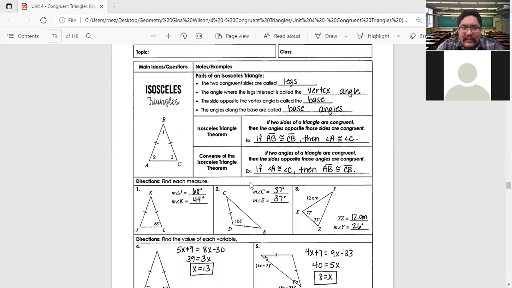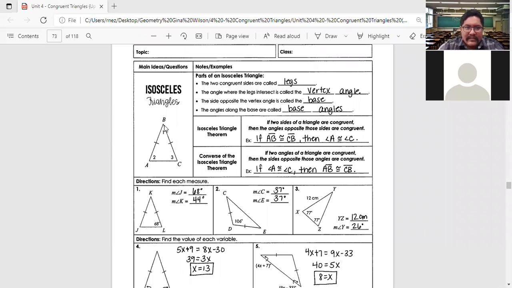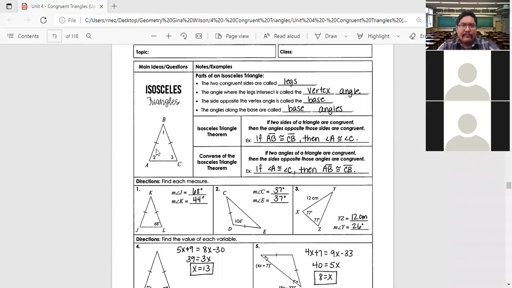All right, so next thing we gotta cover, and this is part 3, is isosceles triangles. Remember that isosceles triangles are the triangles that have two sides that are the same in length. So AB would be the same length as BC, and they're usually marked by these little lines that show that those two lines are congruent, or the same length, or as we might say, equal in length as well.